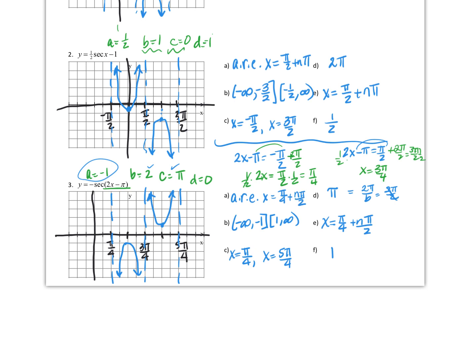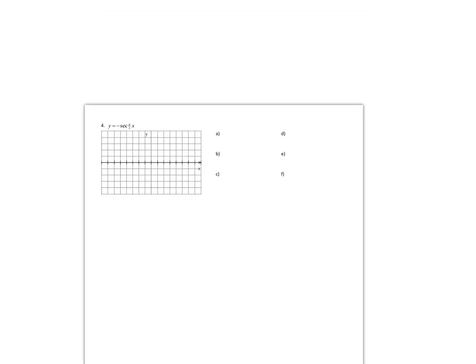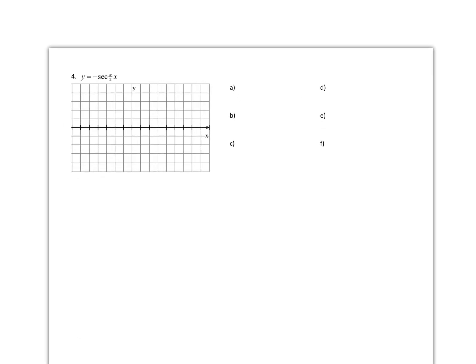Okay, let's try the back side. One more. Okay, this one's got a little more to it because of that pi/2 thing in there, right? So I'm going to use up my space well here. So let's think. A is -1, B is pi over 2, C is 0, D is 0.